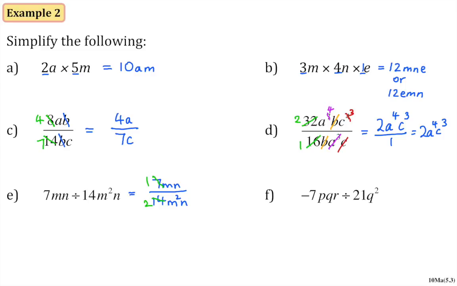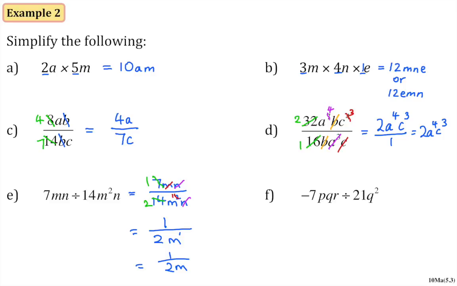Let's look at the letters. M cancels with itself. That one M cancels with one of the M's on the bottom to leave me with just one. And the N's, well, both the top and the bottom have an N, they'll cancel each other out. So what am I actually left with after all that cancelling? On the top, I'm left with 1 because the M and the N are gone. On the bottom, I'm left with 2, M to the power of 1, which is probably better written as just 1 on 2M.